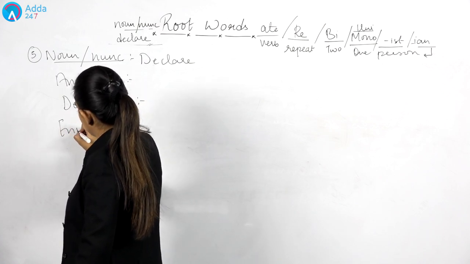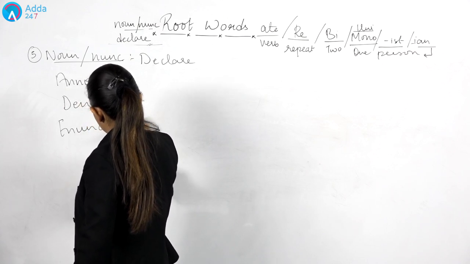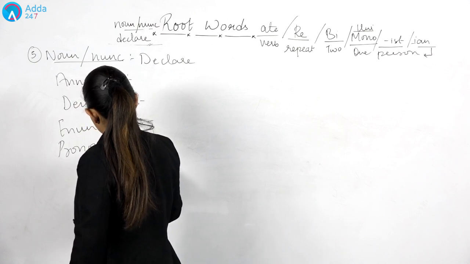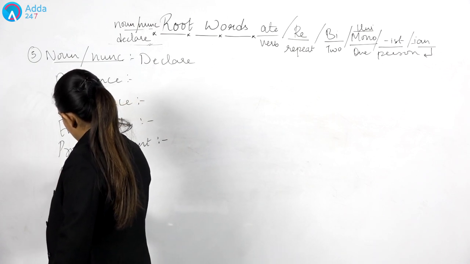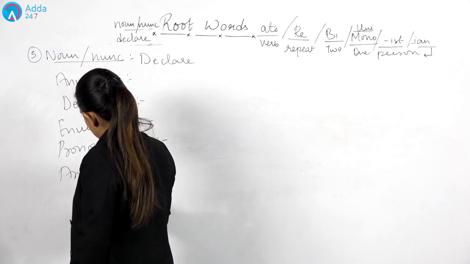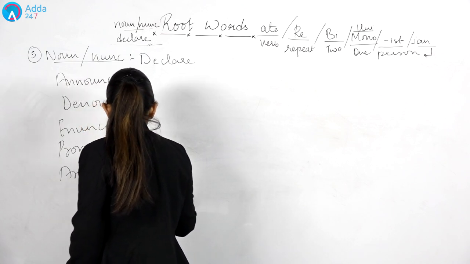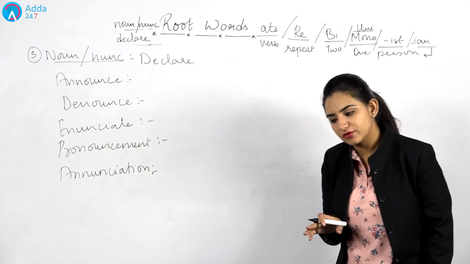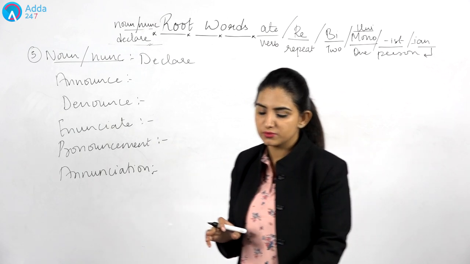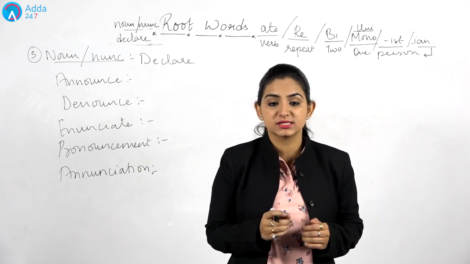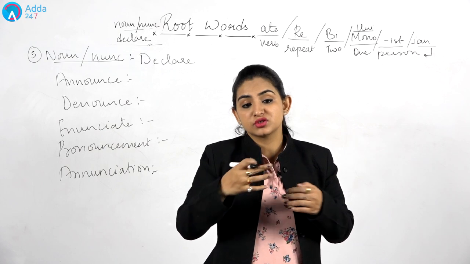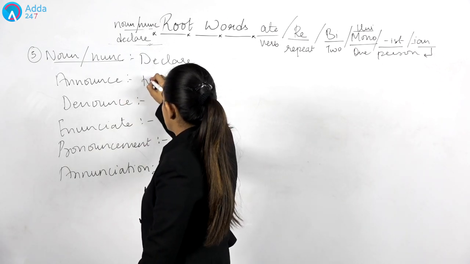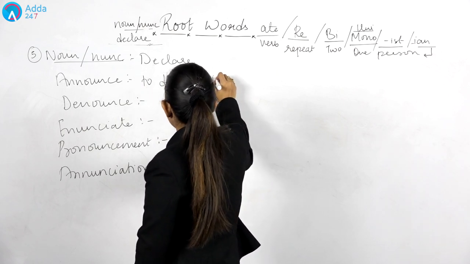Then we have enunciate. We have pronouncement. We have enunciation, right? Now, if I talk about the first word itself, announce, you must have read about this word a lot of times. Why? Because announce is a word that is related to the declaration of something, right? So, announce means what? It means to declare in public.